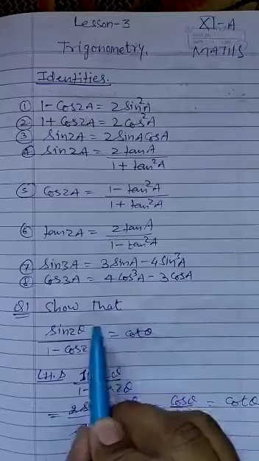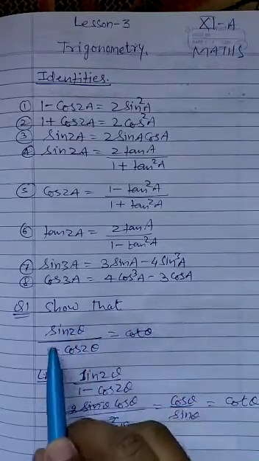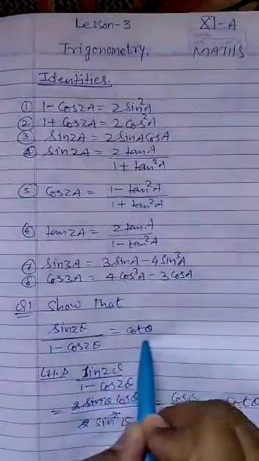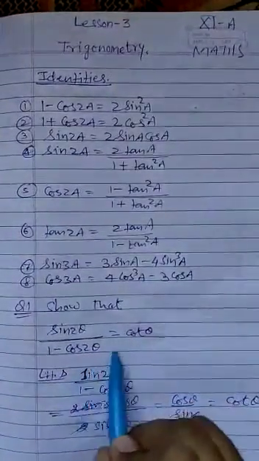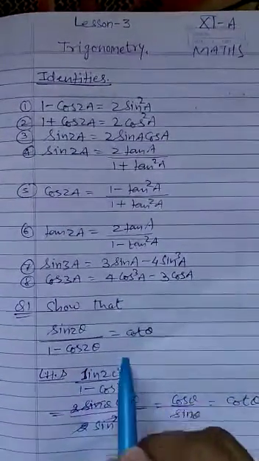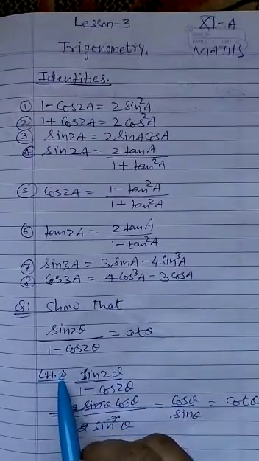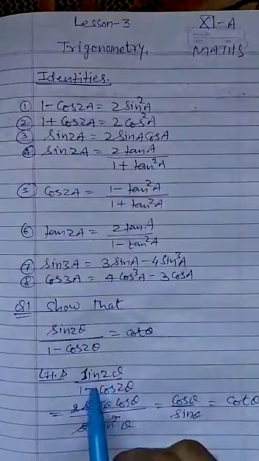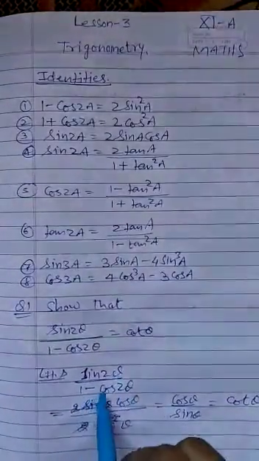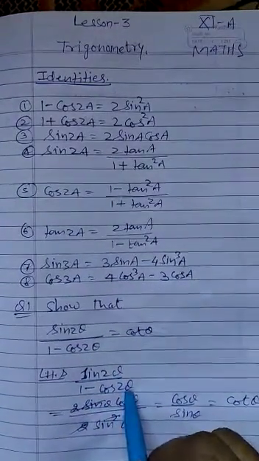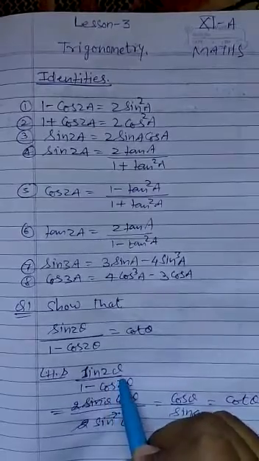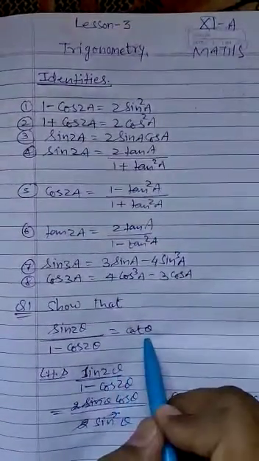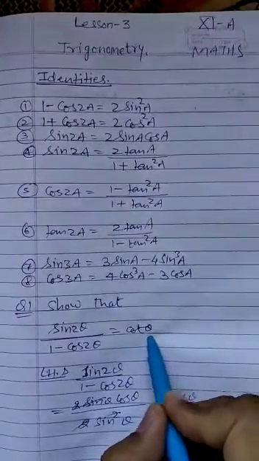Show that, first question, show that sin 2 theta over 1 minus cos 2 theta is equal to cot theta. This we have to show. So first of all we will take the left hand side, LHS. LHS is sin 2 theta upon 1 minus cos 2 theta. So here we need to just halve the angle. Okay, we have to halve the angle here, because we have to prove cot theta.